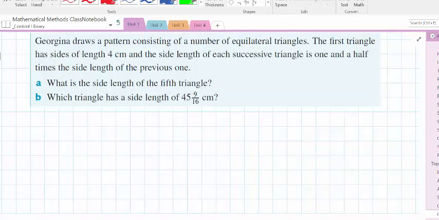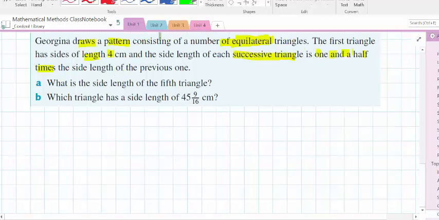Final example might not seem like a geometric sequence until we dig a bit deeper. So we've actually got a drawn pattern, and we've got equilateral triangles in it. The first triangle has side lengths of 4. Remember, it's equilateral, so all the sides are the same. And the side length of each successive triangle, so the ones that follow, is 1.5 times the side length. So there's our proportions, 1.5.